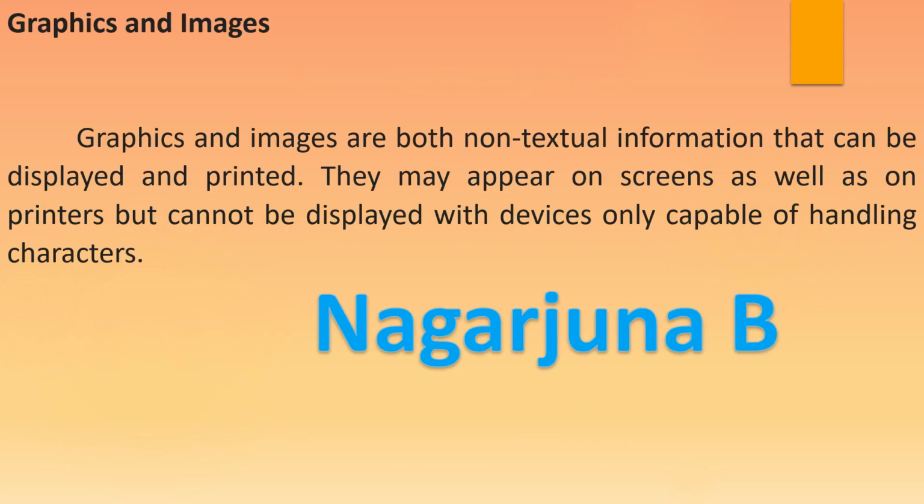Graphics and images are kinds of information which are not in the form of text. They are non-textual information. They can be displayed as well as printed. They may appear on the screen as well as on printers, but cannot be displayed with devices which are capable of handling only characters. That means devices capable of handling only textual information cannot display or print non-textual information such as graphics and images.